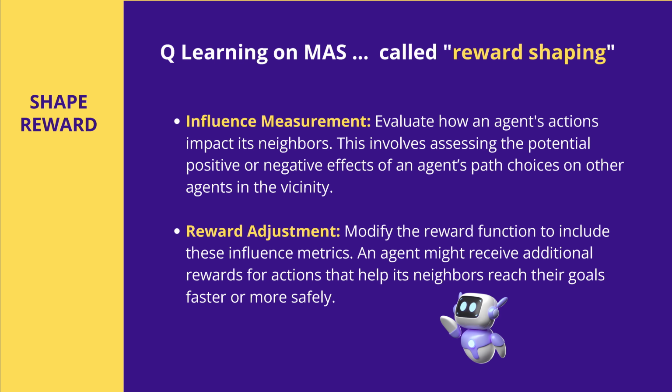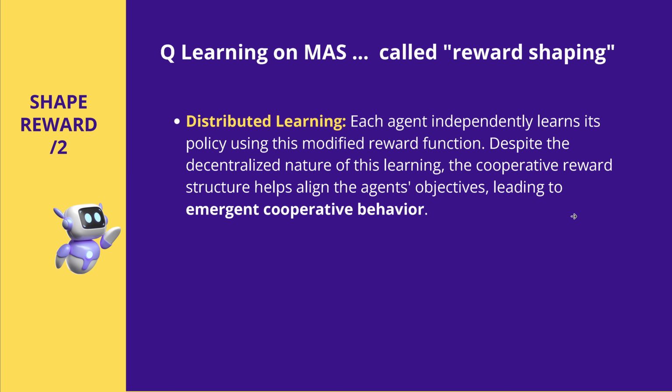Remember, we are just here on a 2-dimensional grid. We are not in a decision-making 512-dimensional feature space. We are just 2-dimensional. And here the effects of the agent's path choices on the other agents in the vicinity. So we modify now this simple reward function to include this other metric. So an agent might receive additional rewards for actions that help its neighbor reach their goals faster or more safely. So we're not optimizing for a single agent, but we are optimizing for the common effort of a group of agents.